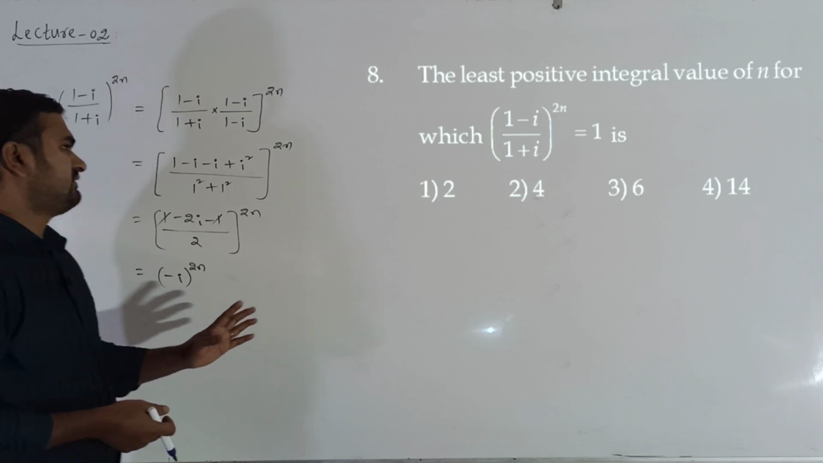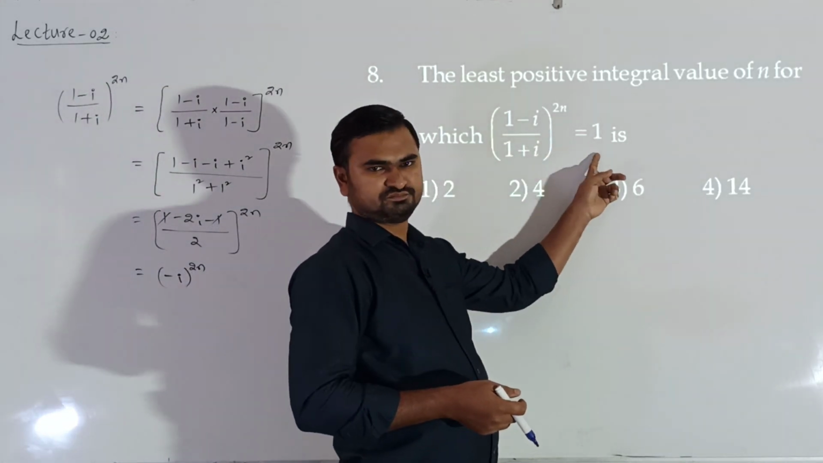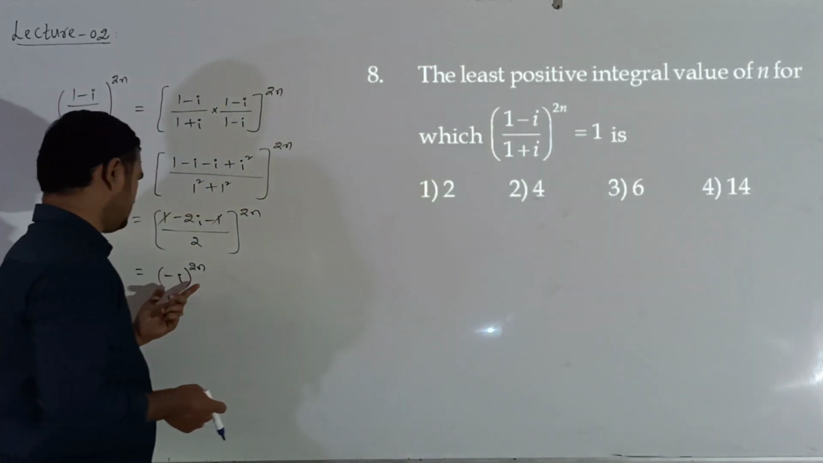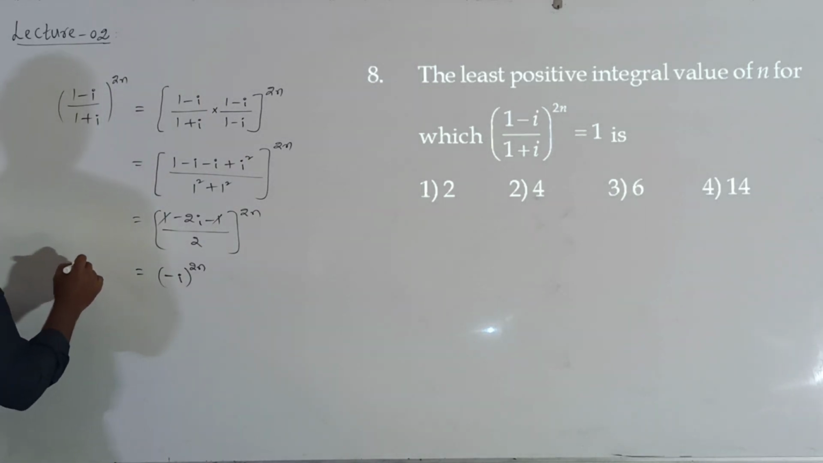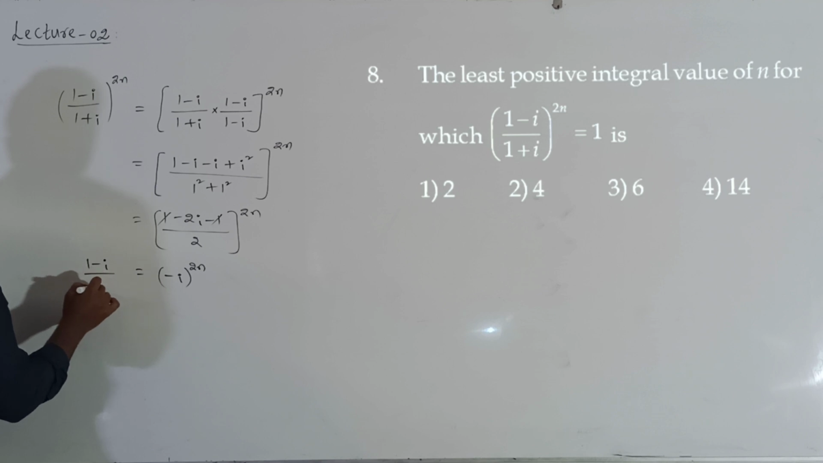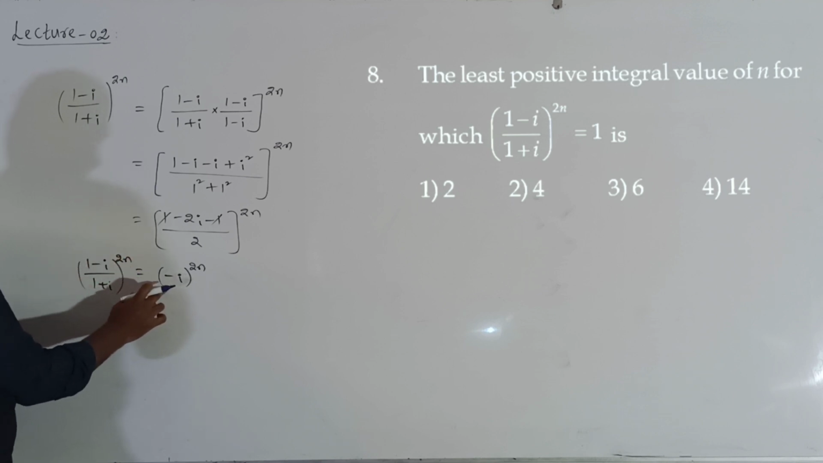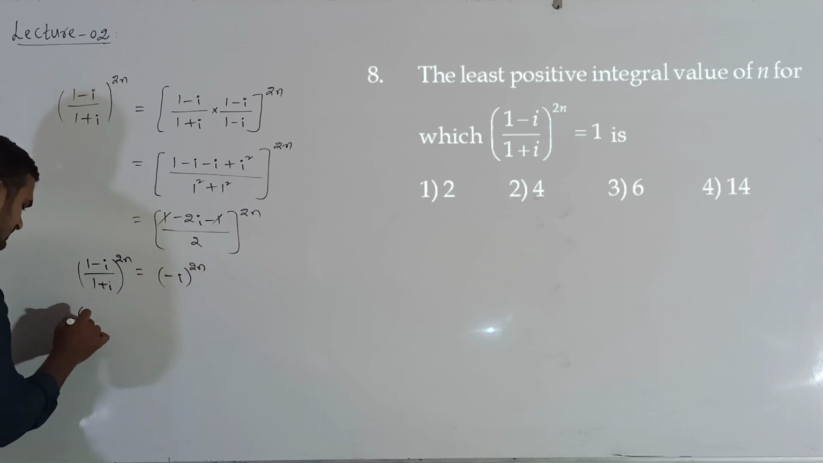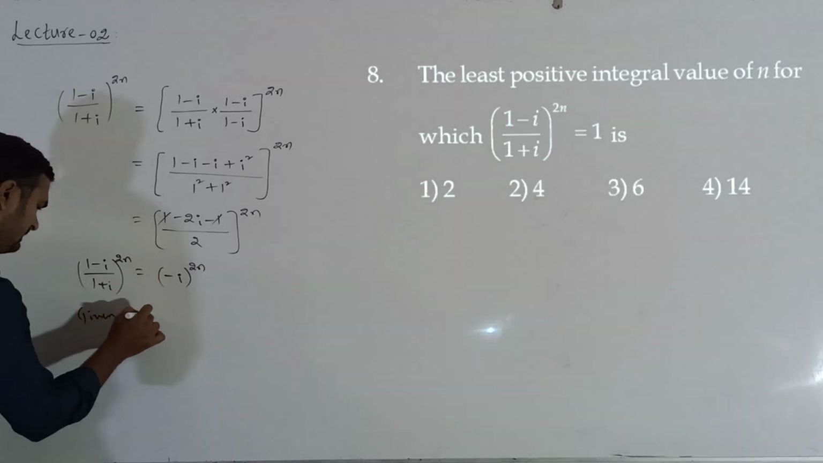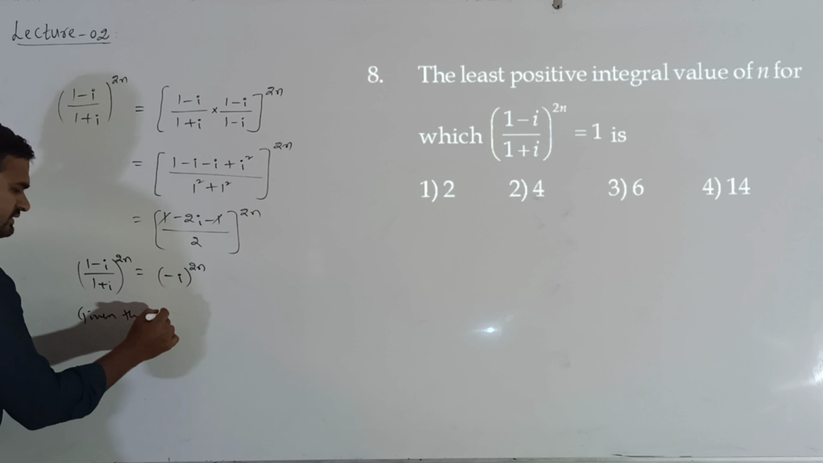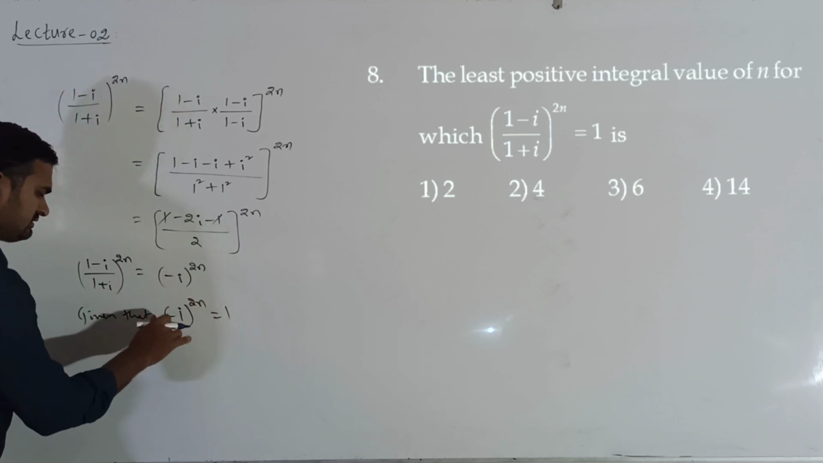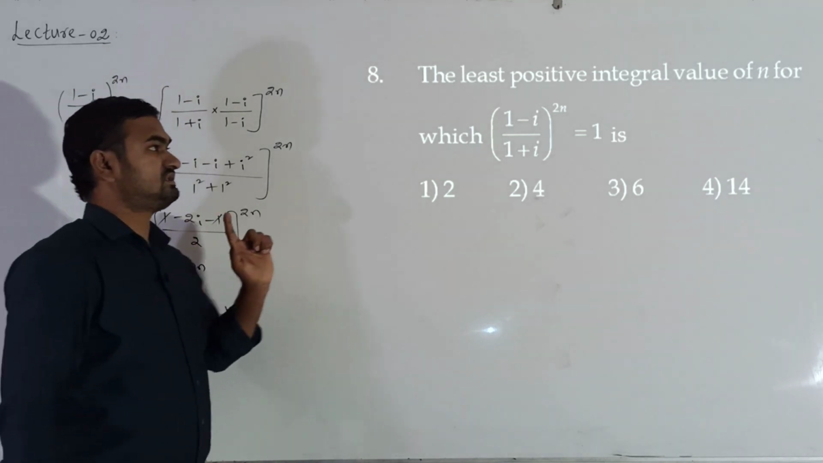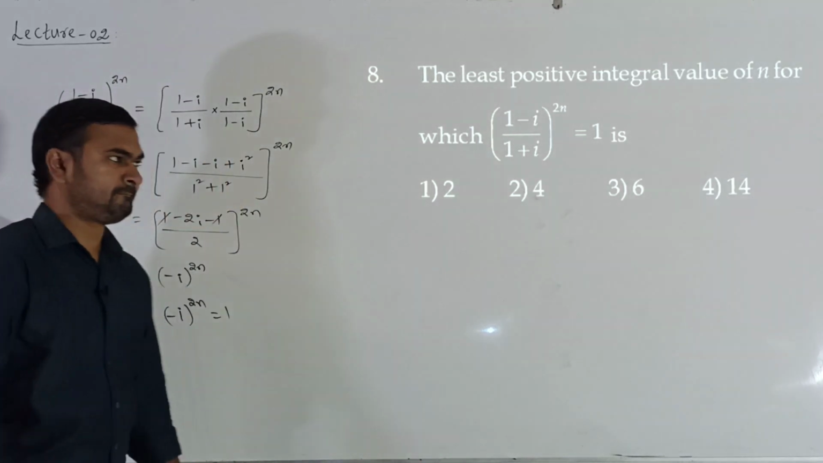Okay. Now given that this value is equal to 1, means this value should be equal to 1. So first I am simplifying this: 1 minus i divided by 1 plus i whole to the power of 2n is simplified to minus i whole power 2n. So given that this value equals 1, minus i whole power 2n is equal to 1. So what should be the least positive integral value of n?